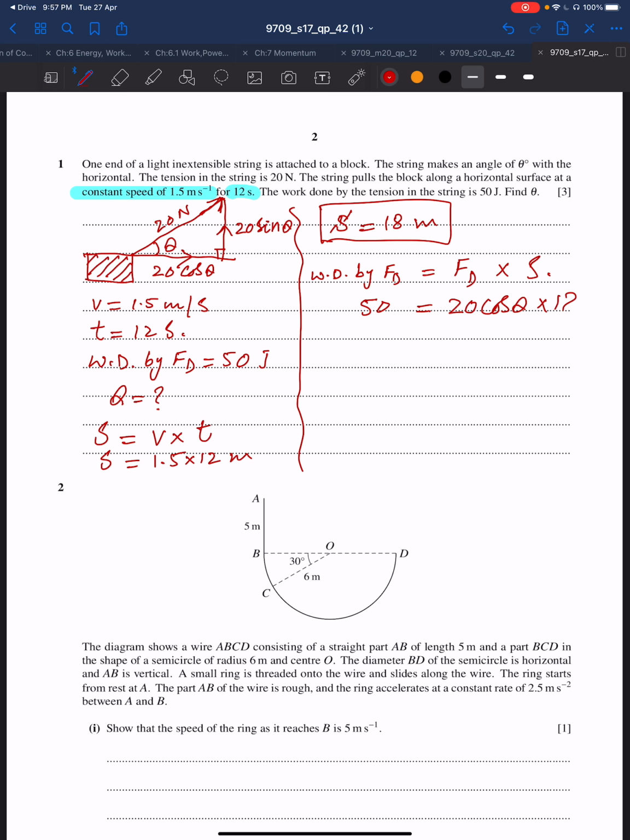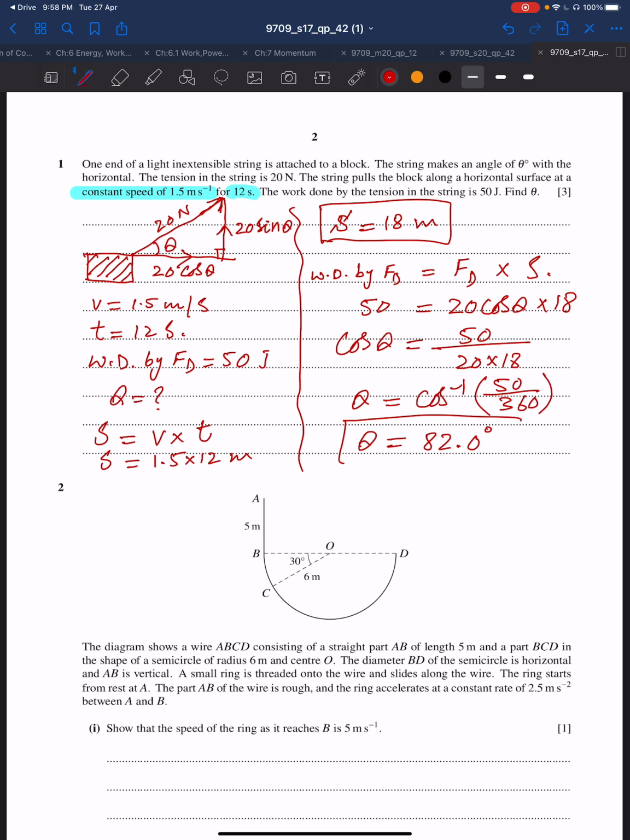So 20 cos theta into 18 equals 50, so cos theta is equal to 50 divided by 20 into 18. Theta is equal to cos inverse of 50 over 360. Using a calculator, you can find theta is 82.0 degrees, which is what you were supposed to find. Hope you have understood the concept.